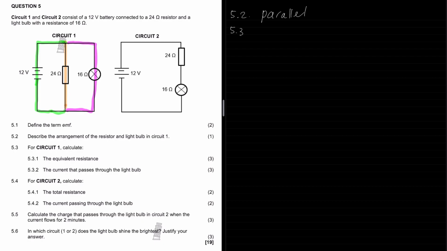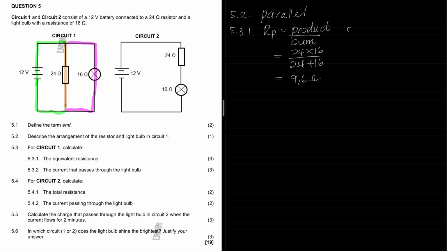Question 5.3, for circuit 1, calculate the equivalent resistance. Now to calculate resistance in parallel, there is a formula, but I want to go ahead and use a shorter method. R parallel is equal to product divided by sum. Product being 24 times 16 divided by 24 plus 16. That's equal to 9.6 ohms.